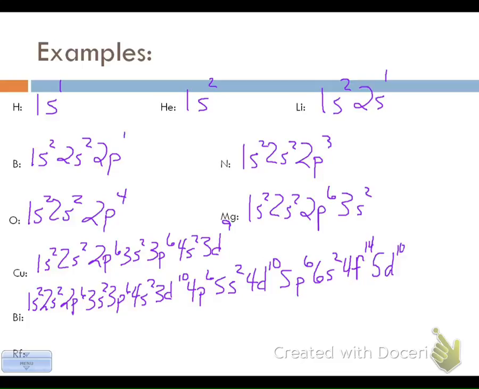And then finally, 6p. I know I'm getting close. Bismuth is the 3rd one over, so 3 in the P. There's the full electron configuration for bismuth.